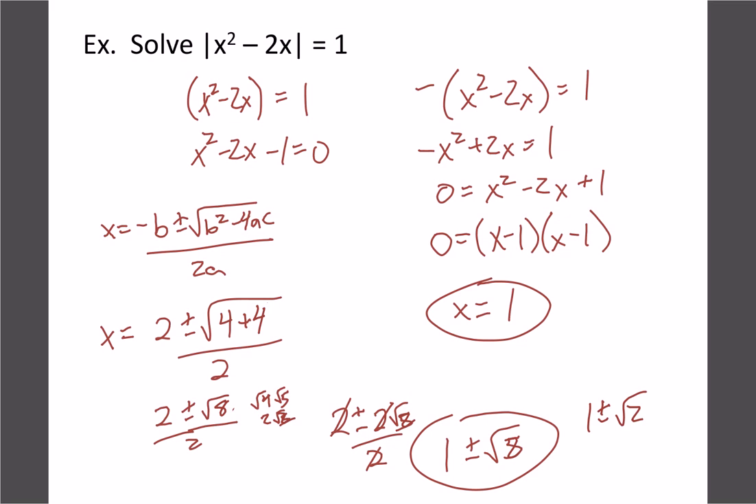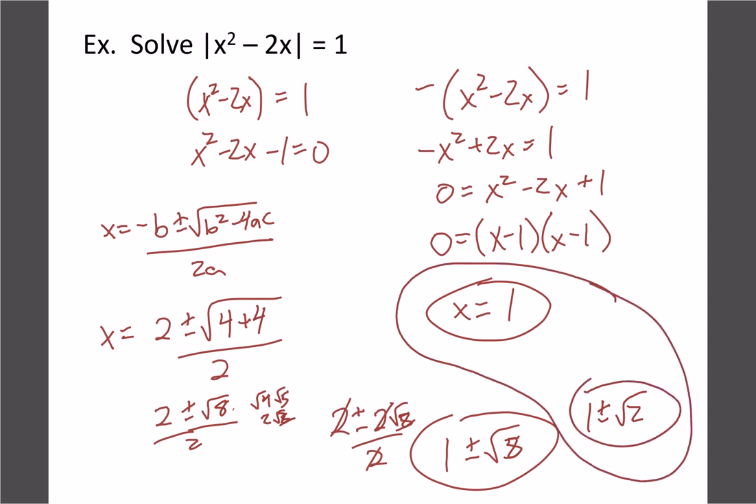So if we go 1 plus square root of 2, that gives us 2.41. So let's square that. Minus 2 times that same answer equals 1. So absolute value of 1 is 1. So the positive for sure works. Let's try the negative. So 1 minus root 2, and square that, and minus 2 times that same answer gives us positive 1 again. So they do both work. So 1 plus or minus root 2 and positive 1, all 3 are valid answers.